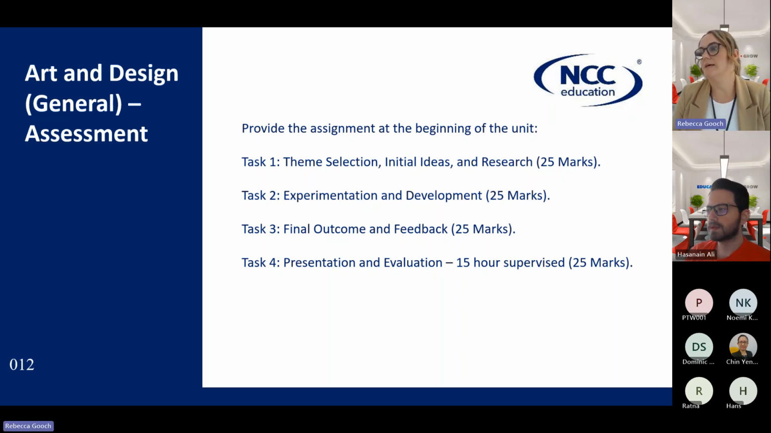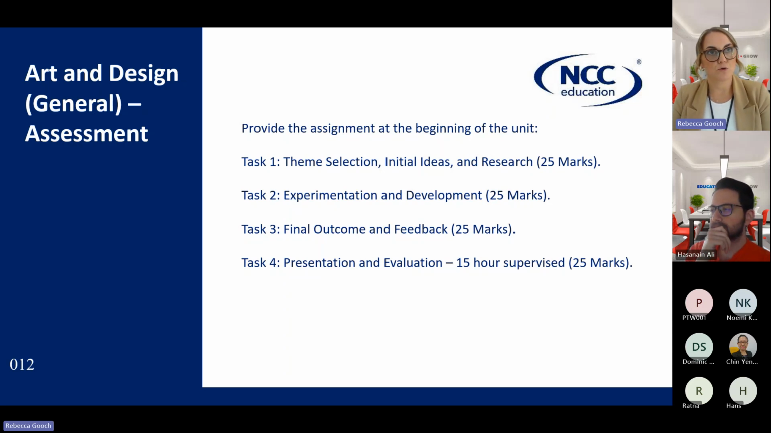Task 3 is about the final outcome and feedback. So guiding students with their final projects, and comparing that to their initial project ideas, looking to produce that high quality work, whether it's drawing, painting, sculpture, or any other medium that they may choose or you may approach.